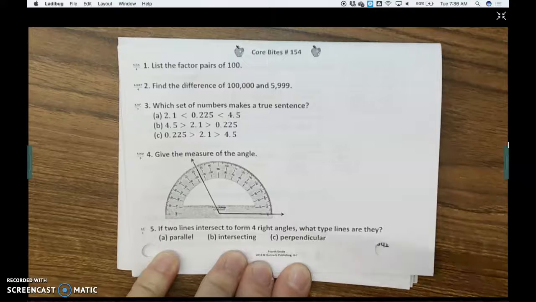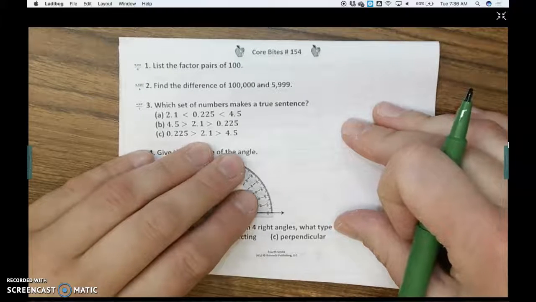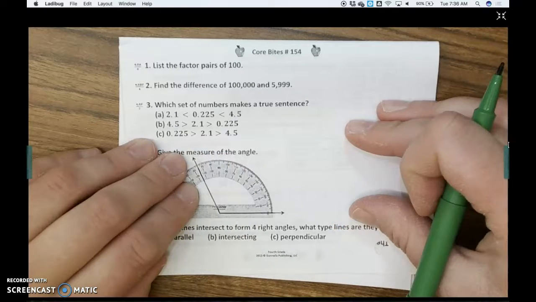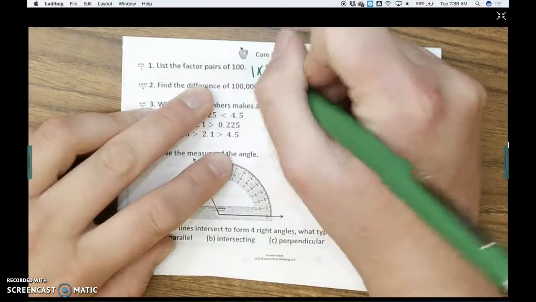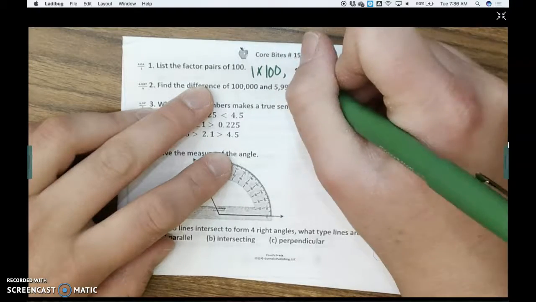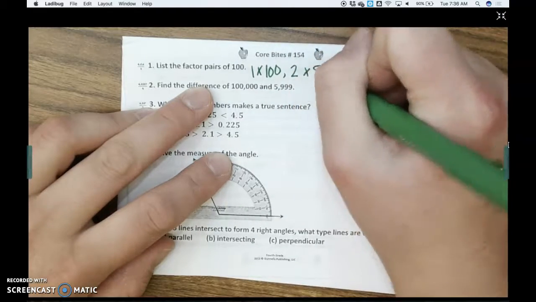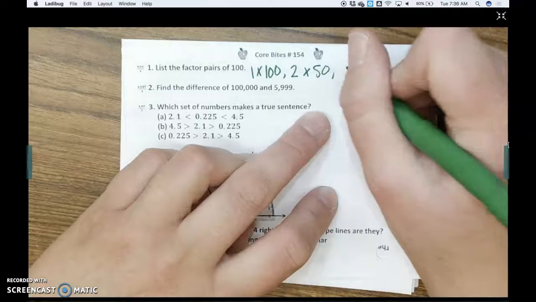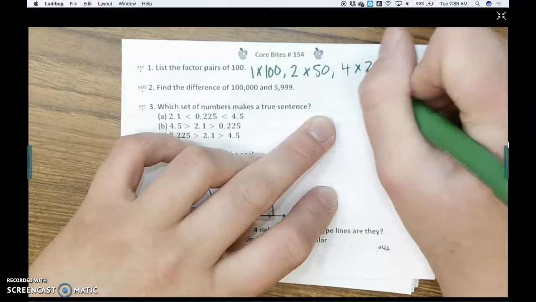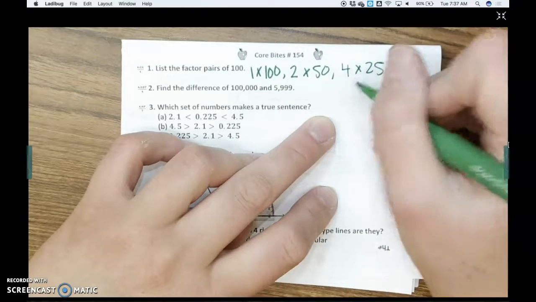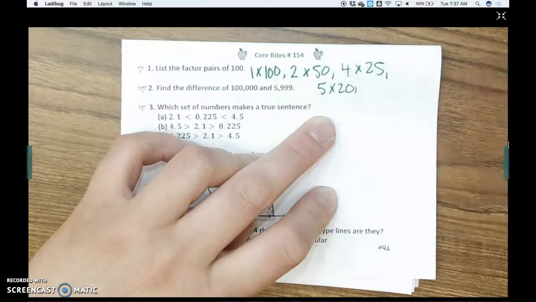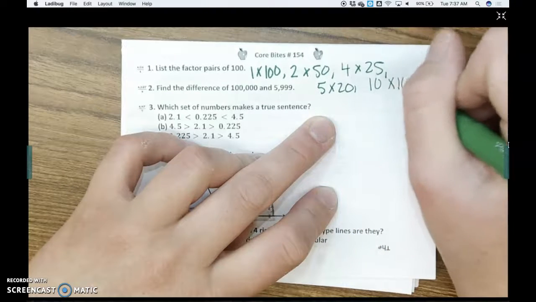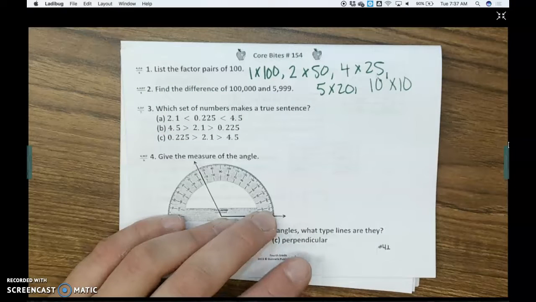For the first one, it says list the factor pairs of 100. Basically, you're saying what two numbers can you multiply together as a pair to give you 100? So start at 1. We could do 1 times 100. We could do 2 times 50 gives you 100. 3 wouldn't work, but think of quarters, you could do 4 times 25. You could do 5 times 20. And you could do 10 times 10. And all of those would give you 100.